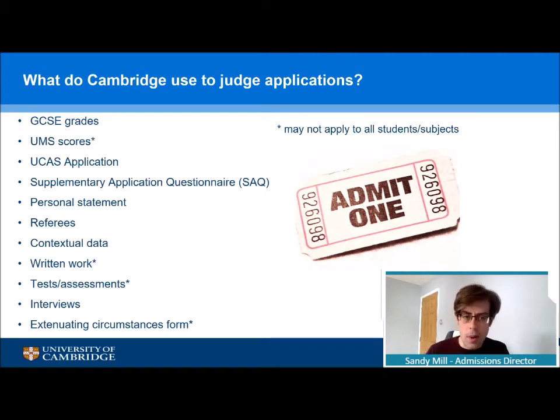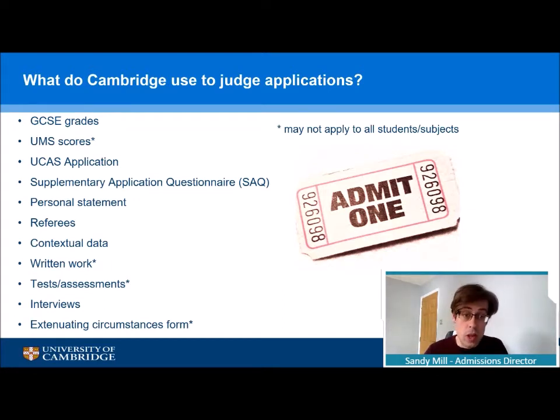Now, we look at our information holistically at Cambridge. No one element of these is more important than the others. There is not a single one of these that is the be-all and the end-all. Instead, we like to take all that information, combine it all together to build a picture of our applicants, because you are more than just data on a page to us.